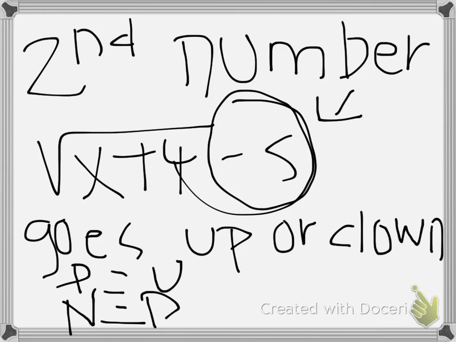When you have a second number, it would be outside of the equation, or sometimes it's even the square root number, in the cases that you have the negative in front of the first number. Anyways, the second number is either going to go up or down. So if it's a positive, it's going to go up, and if it's a negative, it's going to go down. Because this is a negative 5, it is going to go down 5 on the graph.